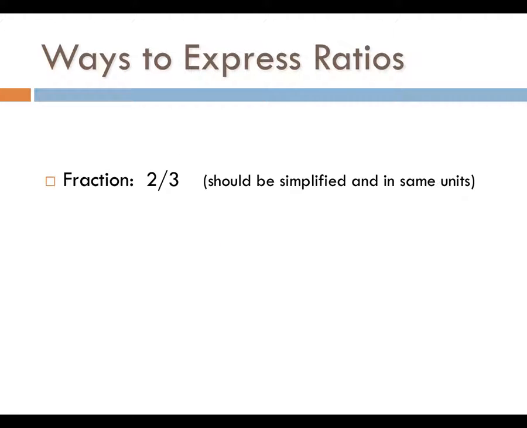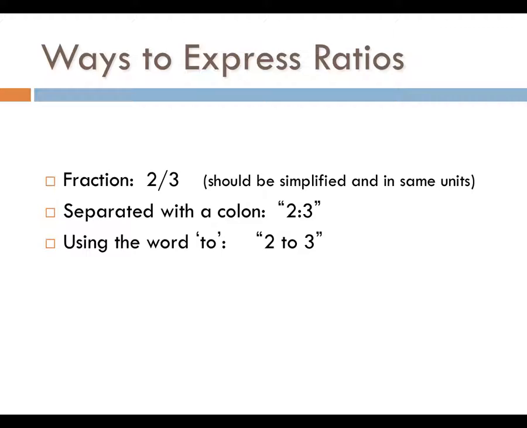And we got the fraction. That should always be simplified. So if I have 10 dogs and 12 cats, I don't want 10 over 12, so I want 5 over 6. Or the colon, or the word to. Nice job, we got all 3 of them. Most commonly, we're going to use a fraction.